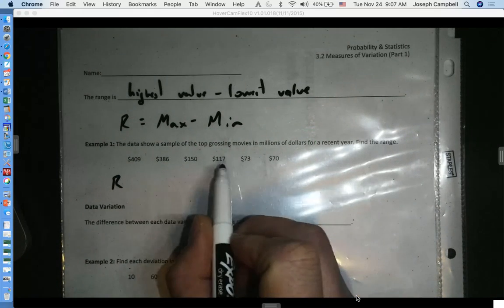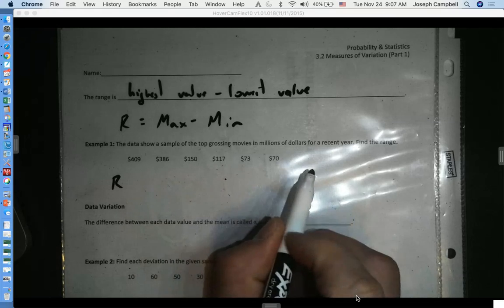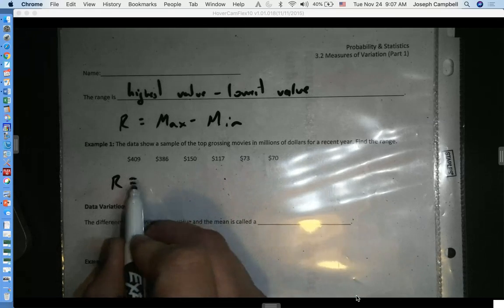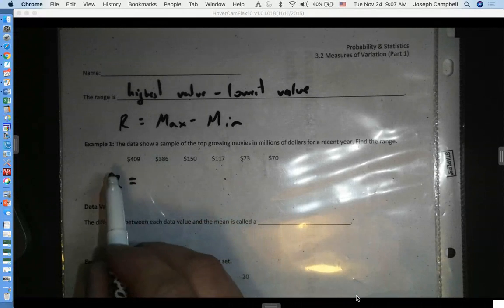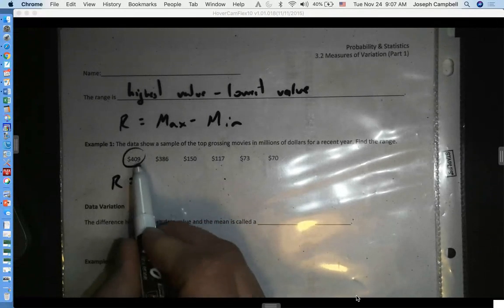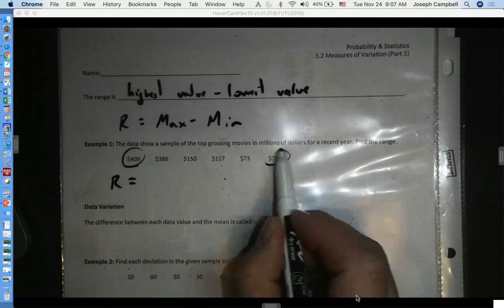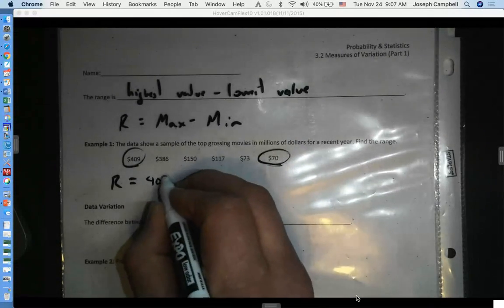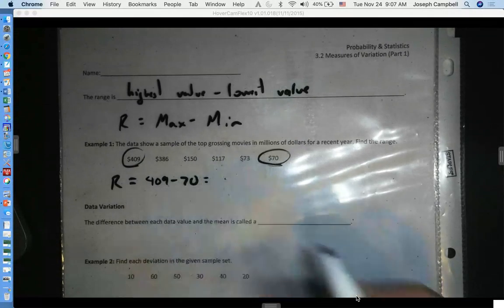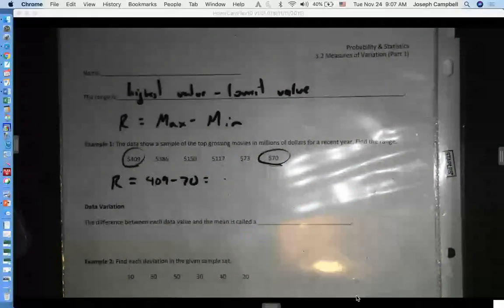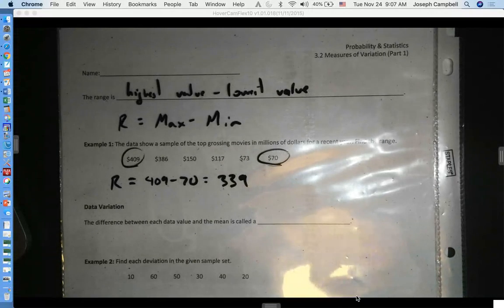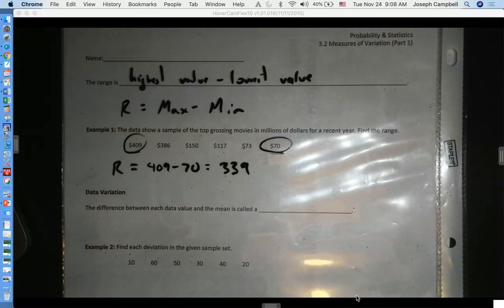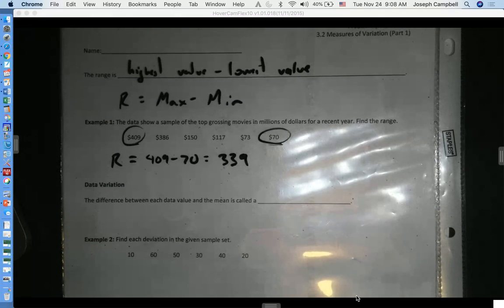The data show a sample of top grossing movies in millions of dollars for a recent year. Find the range. Okay. So the max would be, looks like, 409. The min would be 70. So 409 minus 70. What's 409 minus 70? Oh, geez. 339.